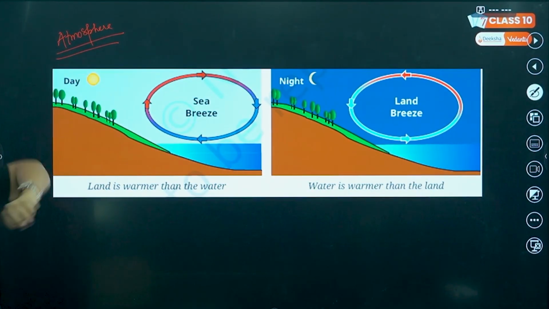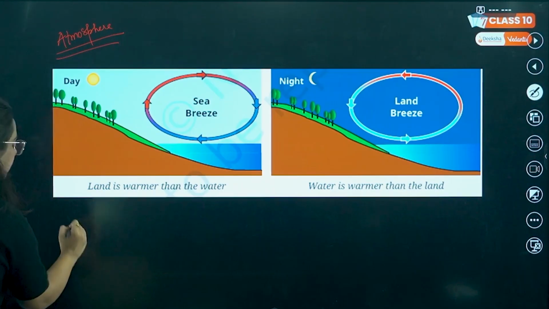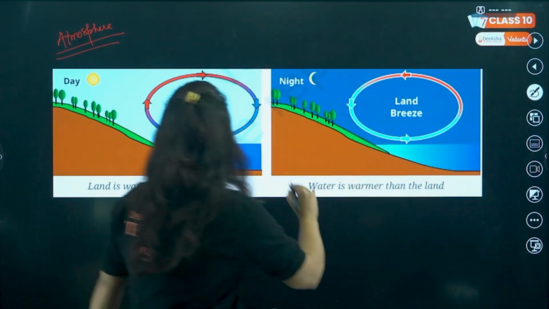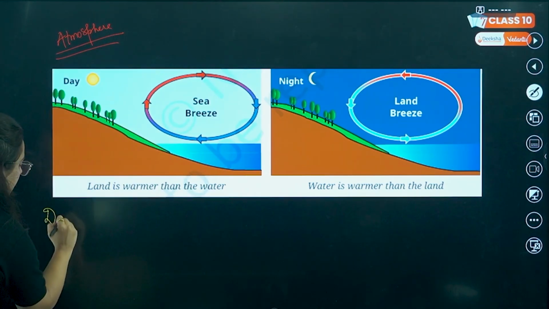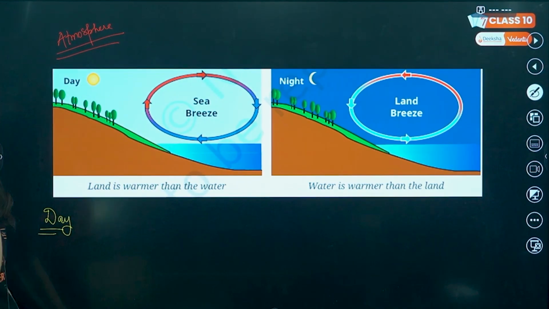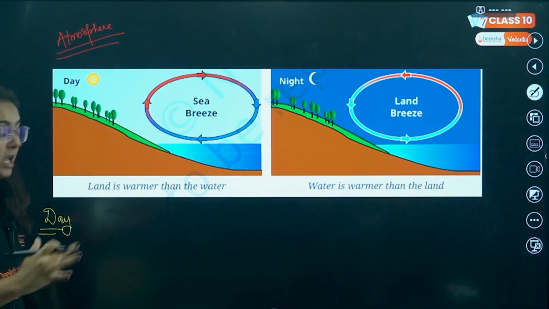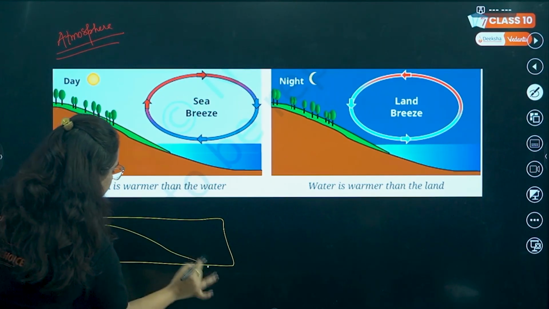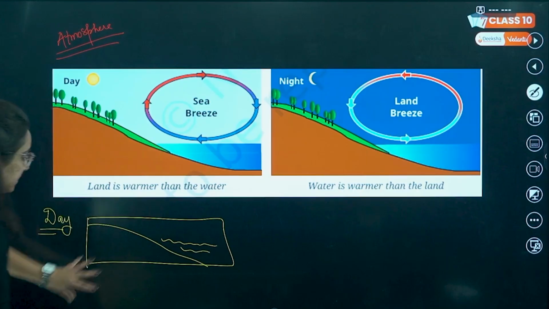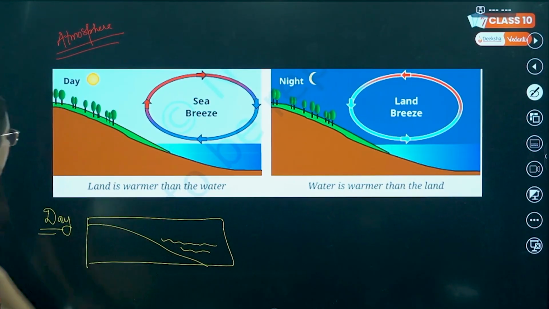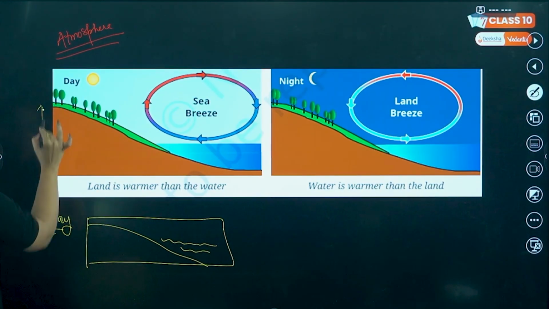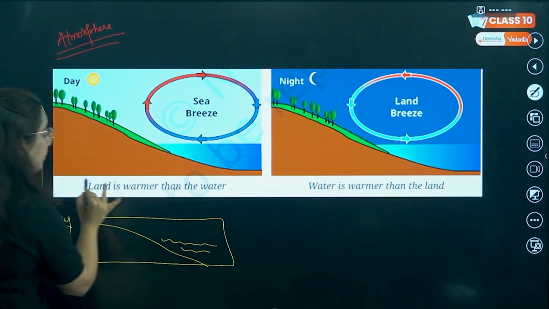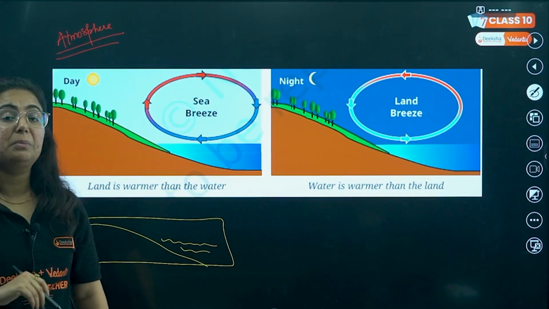So, land breeze and sea breeze. Let me tell you, beta, during the daytime, okay, be attentive here, we can give you confusion. Here we are talking about daytime, when the sun is overhead. Whenever the sun is overhead, what happens? This is land and this is sea. What happens? Land gets heated a lot, and it remains heated more.